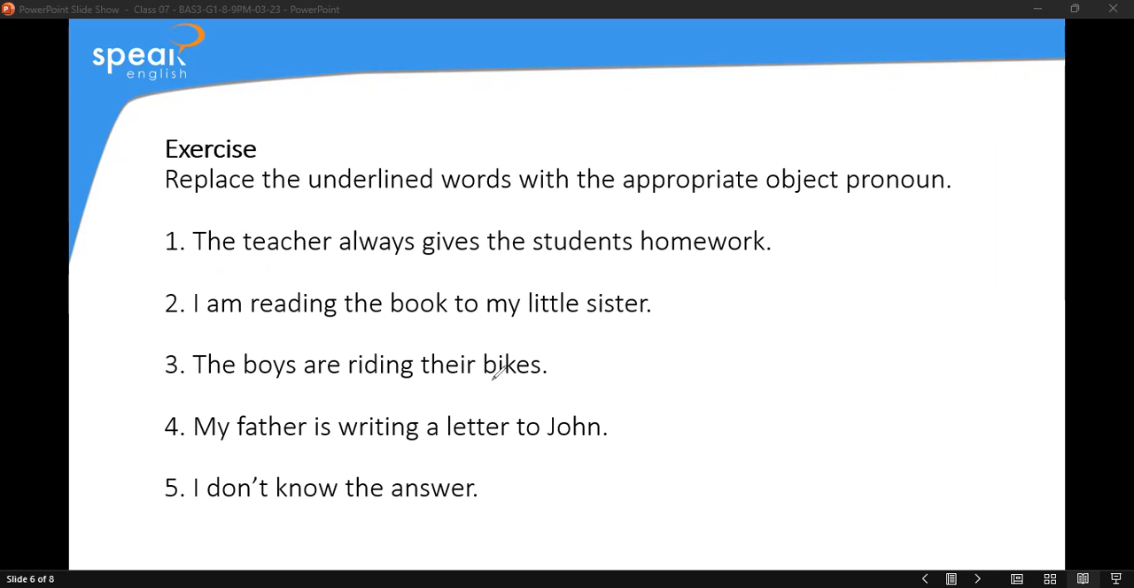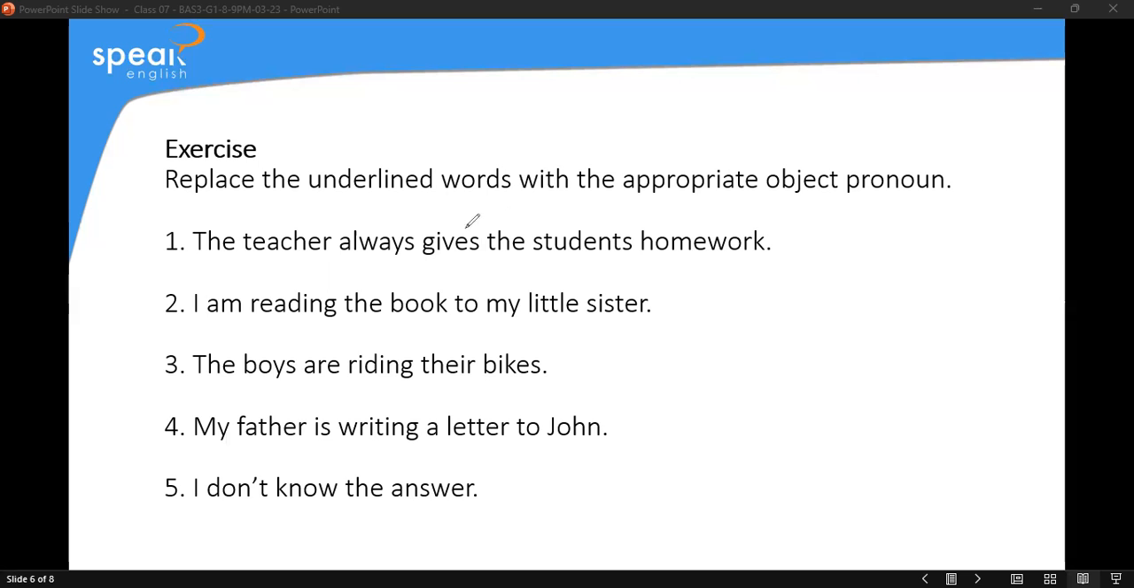Her. I'm sorry? Her. The question is, what is the object? The object of the sentence. The object is them for the student.